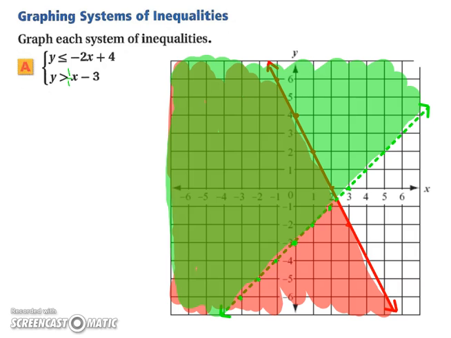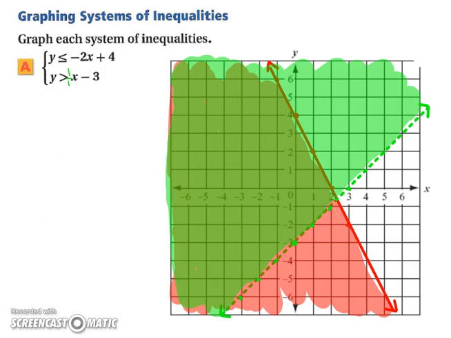And your solution set, or your solutions, are the areas that are shaded twice. So the area you shaded in red, and then the area you shaded in green. So the overlapping shaded region are all your solutions that will fit for both of these inequalities.